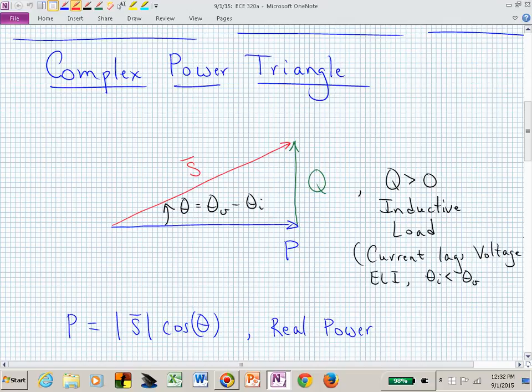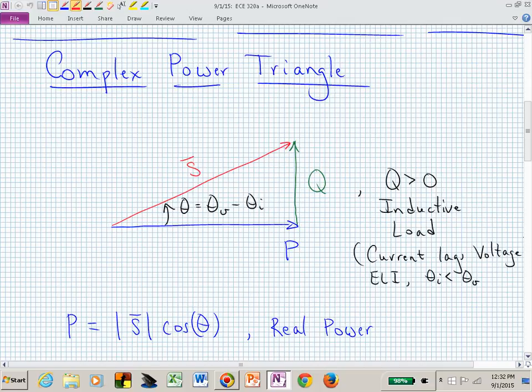Here's the complex power triangle, and I've tried to color code it, so if you brought your crayons, we're in luck. We have blue for, I don't know, do people see words or sounds in colors? Just curious.